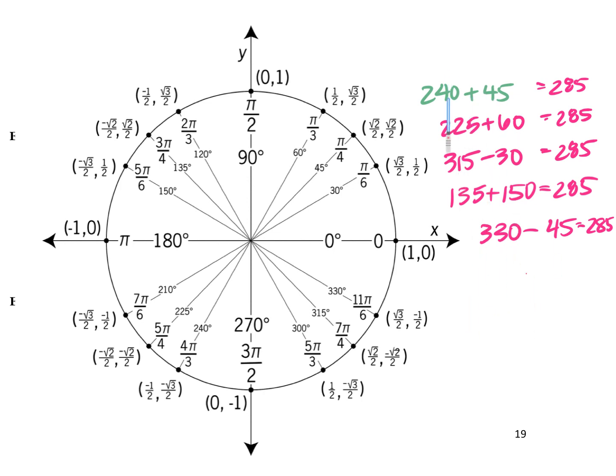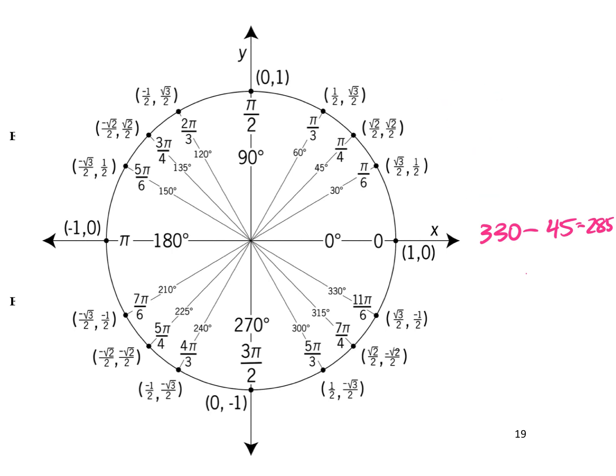Lucas, you want to go 1, 2, 3, 4, or 5? It makes no difference. Which one do you want to go? 5. Yeah, 330 minus 45. I dig it. Here we go. We're going to use 330 minus 45 as my alpha and my beta.